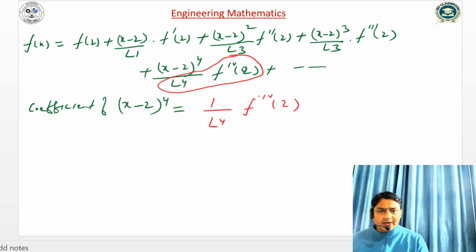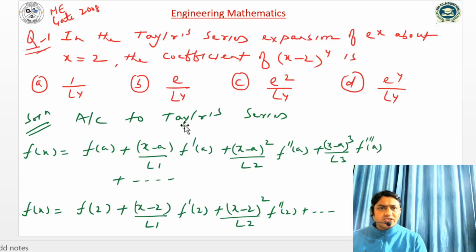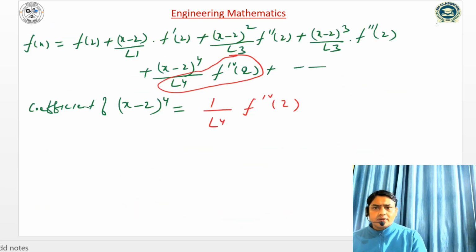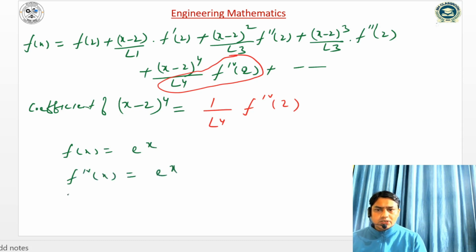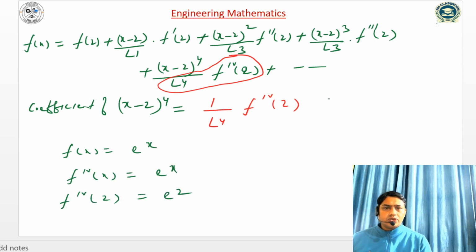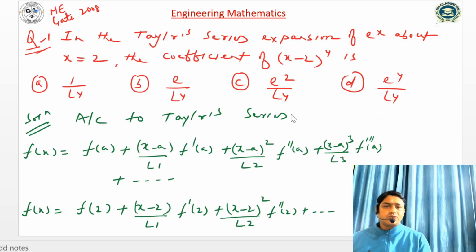the fourth derivative at x is equal to 2. So the function is e to the power x. So the derivative f4(x) is equal to e to the power x. So f4 at x is equal to 2 is e to the power 2. So it will be e to the power 2 divided by factorial 4. So if I see the options, option C is correct.